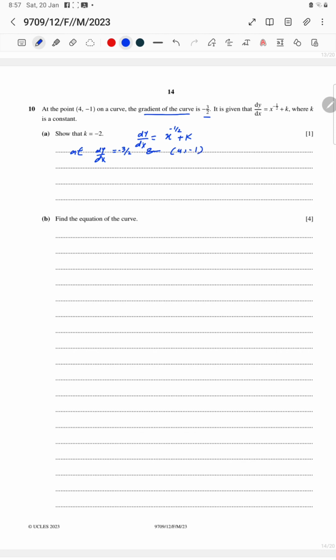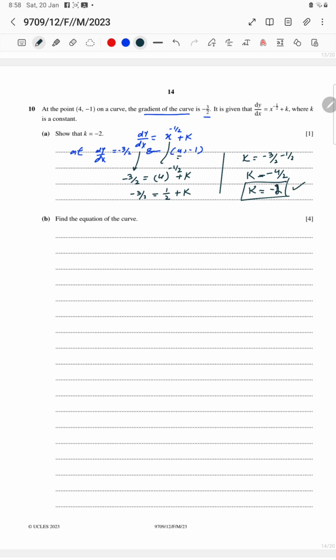Replace here. So this becomes -3/2 = the value of x becomes 4, 4^(-1/2) + k. So -3/2 is equal to 1/2 + k. Simplified, k will be -3/2 - 1/2, which becomes -4/2. So k is equal to -2. This is a 1 mark question.